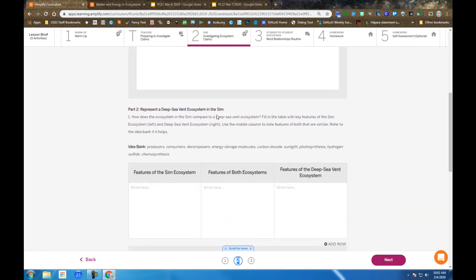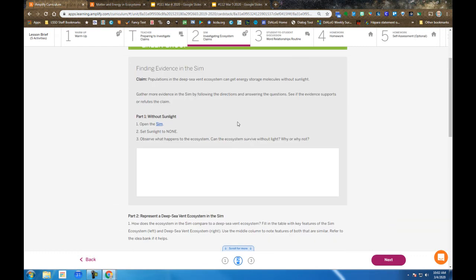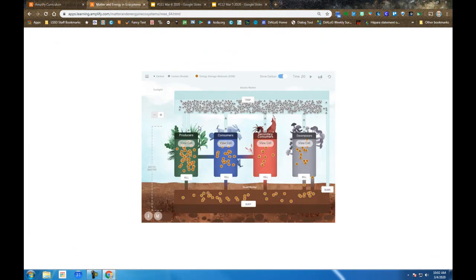Then you're going to represent a deep sea vent in the sim. How could you do that? Same thing. You're running it without sunlight. So you have to think, how could the deep sea vent ecosystem survive without sunlight? And what you need to know is the energy, where that sun should be. You have to, in your mind, imagine hydrogen sulfide chemical providing the energy.